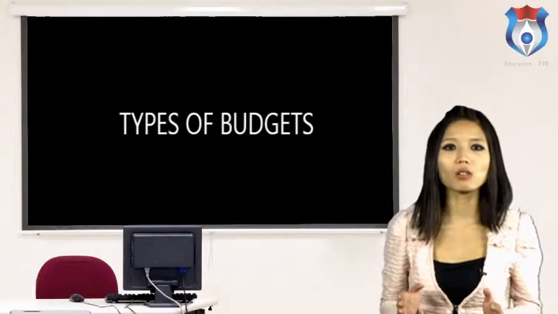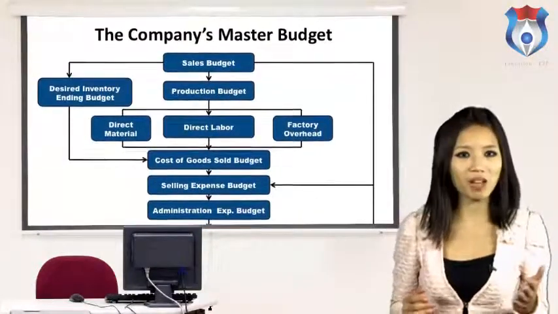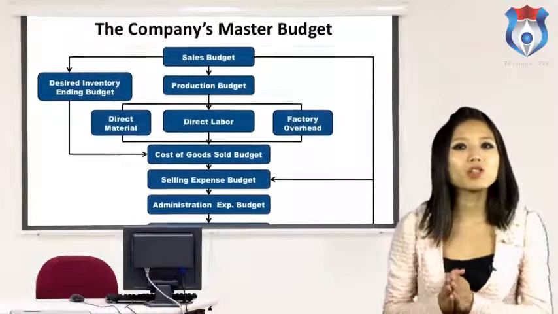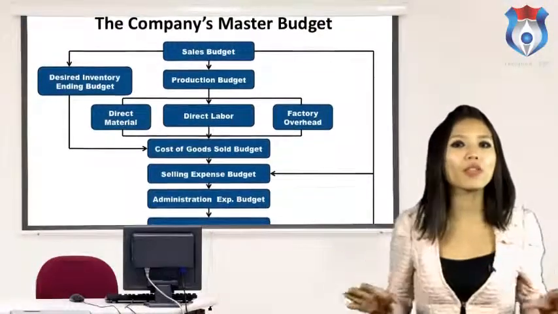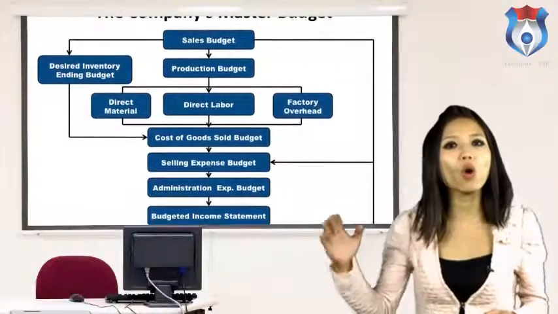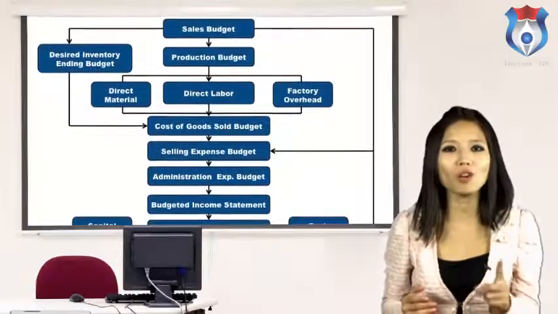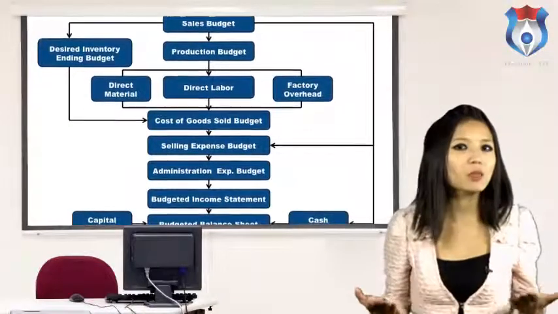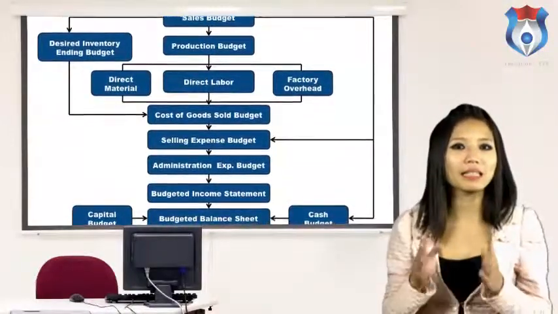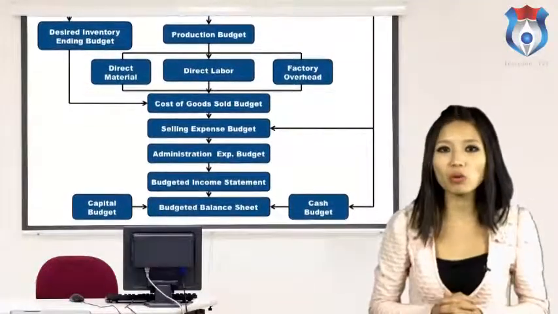Types of budgets. Different types of budgets are described as follows. Master budget. Master budget is a combination of all other budgets prepared for a specific period. It shows the overall budget plan. All the budgets are coordinated into one harmonious unit. It is prepared by the budget officer and it requires approval of the budget committee before it is put into operation.